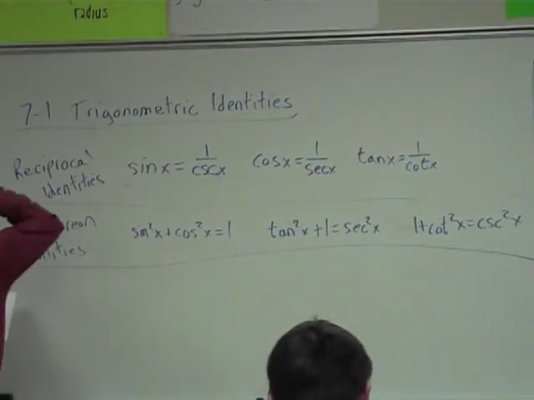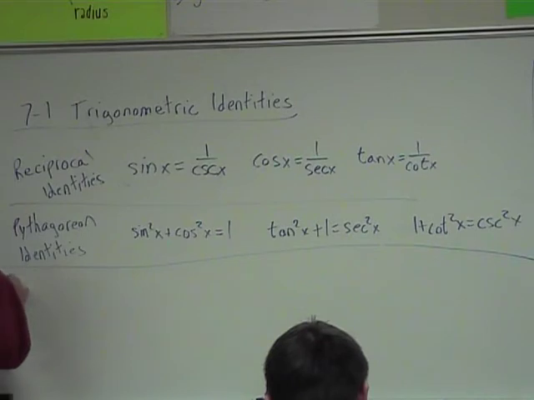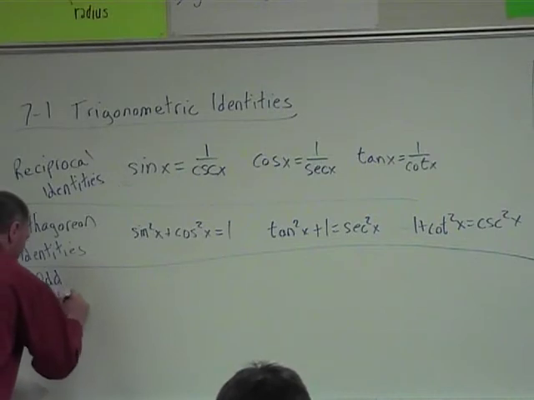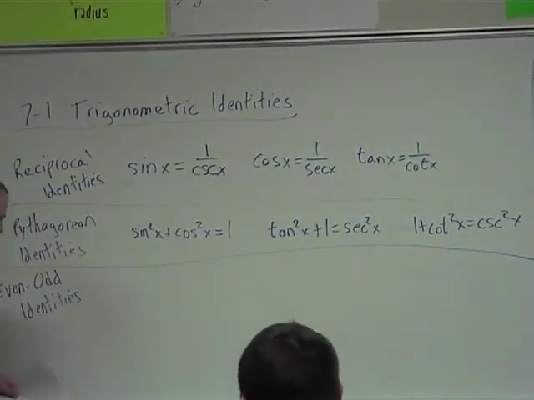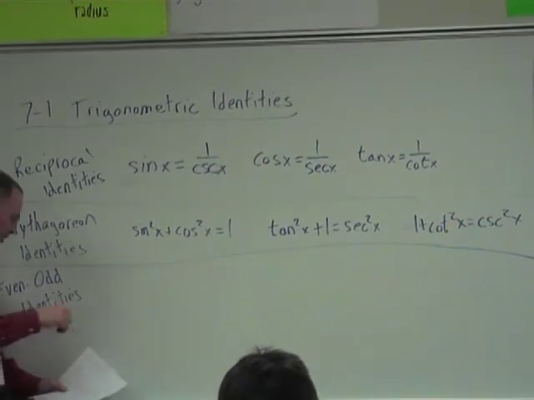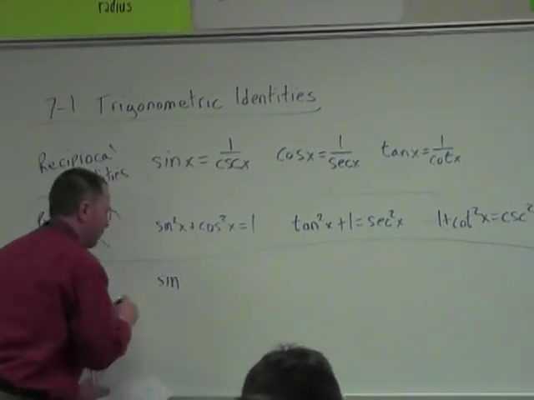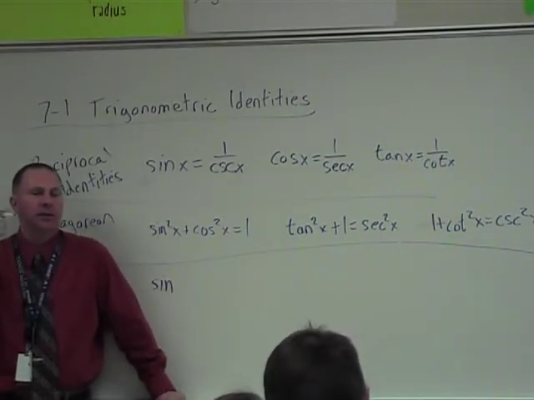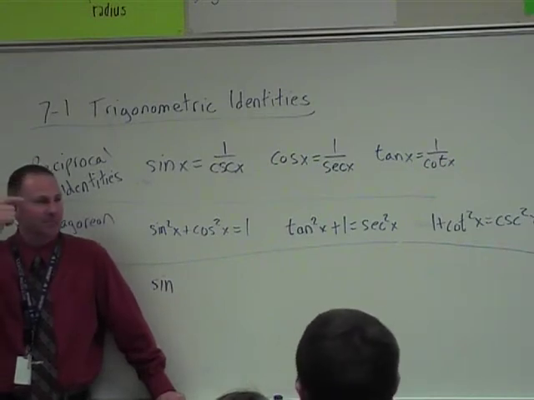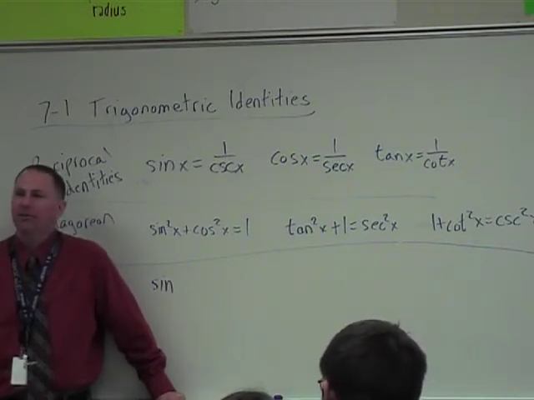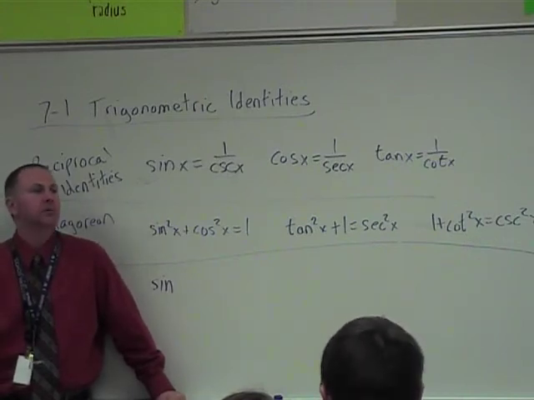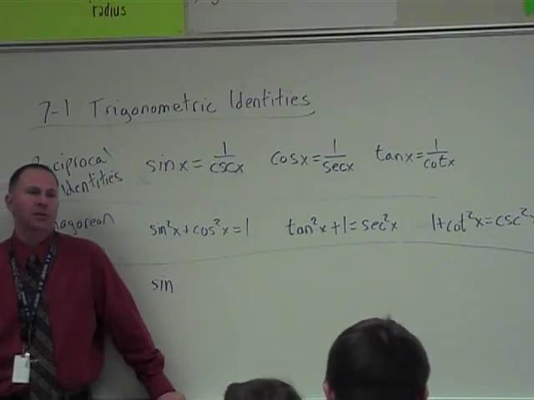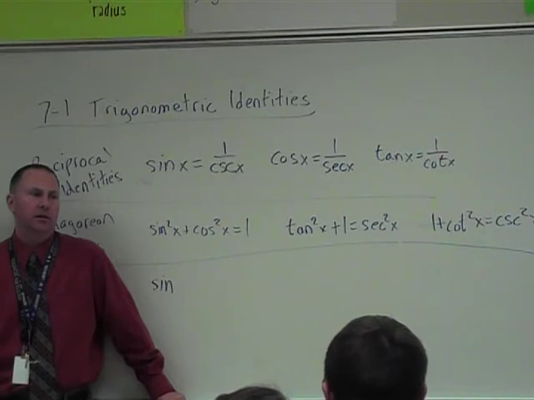All right, then the last, well, there's 2 more, but let's just say it this way. These are called even odd identities. And I'll kind of help you understand this. So before I finish that out, if I said, what's the sine of 30 degrees, pi over 6? What do you get when you do that on a unit circle? Sine of 30 degrees. 1/2, right? What's the sine of negative 30 degrees?